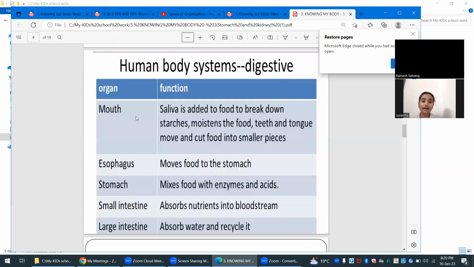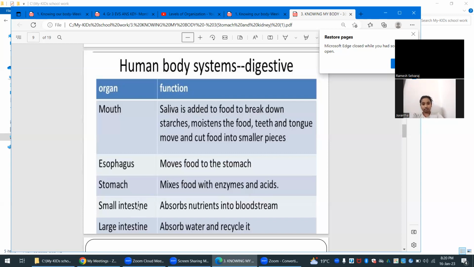Human body systems. Saliva is added to the food to break down starches. The teeth and tongue move and cut food into small pieces. The esophagus moves food to the stomach. The stomach mixes food, enzymes, and acid. The small intestine absorbs nutrients into the bloodstream. The large intestine absorbs water and recycles it.